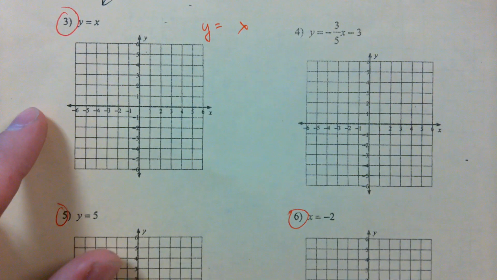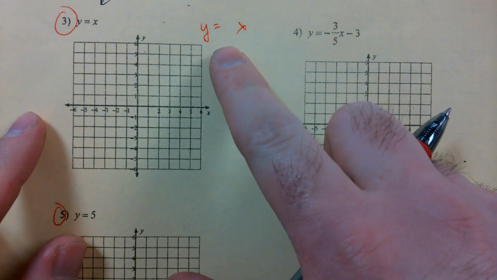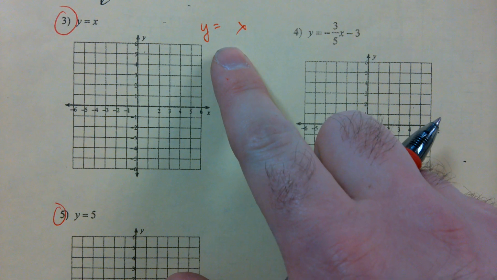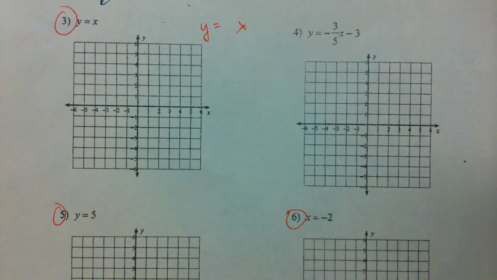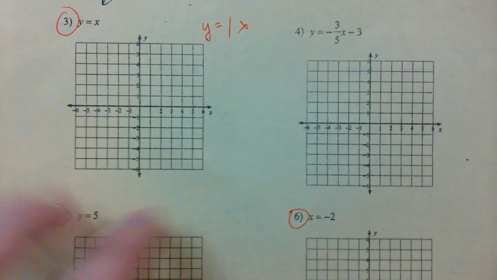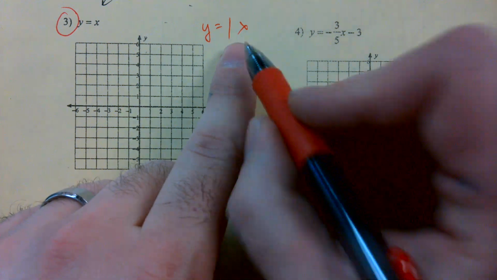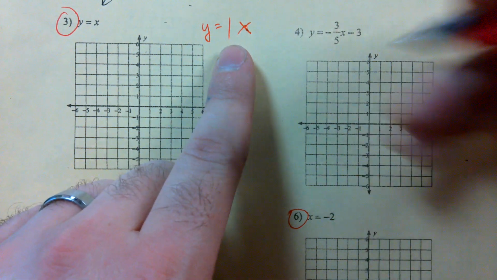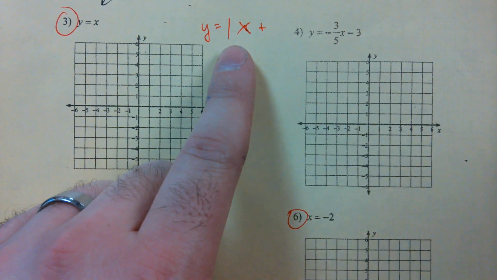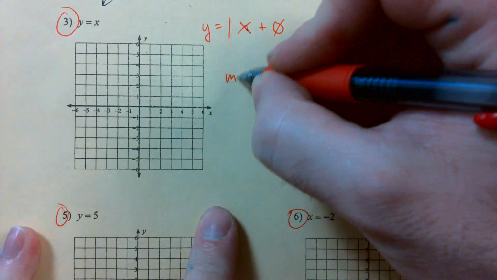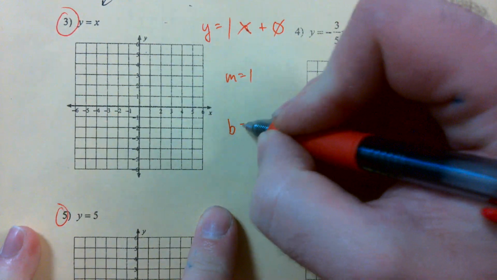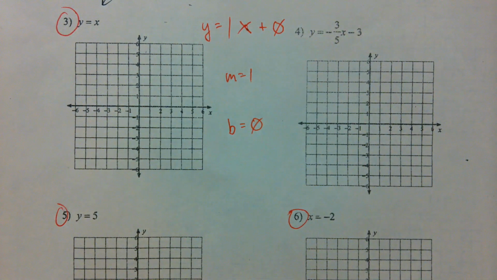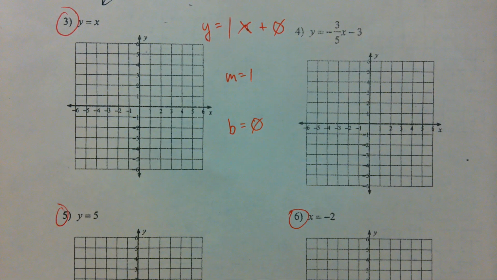Now, if I have a single x there, what number is invisible, but I really know it's in front of that x? 1, right? We have a 1 in front. Do I have a b value off on the end? No. So that's like saying I'm adding what? 0. You can add or subtract 0 either way, it'll still be the same, because 0 can't be negative. So we just call it 0. So my m is 1, my b is 0.